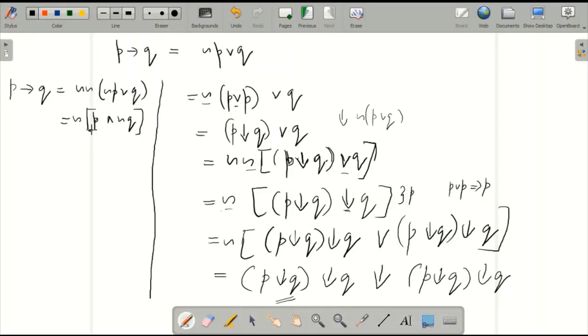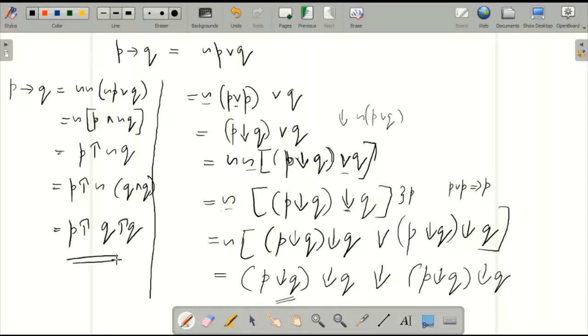Now here we got NOR, but we are supposed to get NAND. So what I'll do is this negation is there and this AND is there, so I will just put P NAND negation of Q. Now this is further solved. How will I try to remove this? I want NAND and NAND again. So Q and Q, so it will be nothing but P NAND, negation of Q, and negation of Q is nothing but Q NAND Q. So this is the required result.